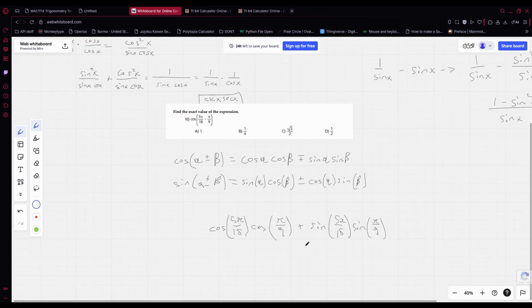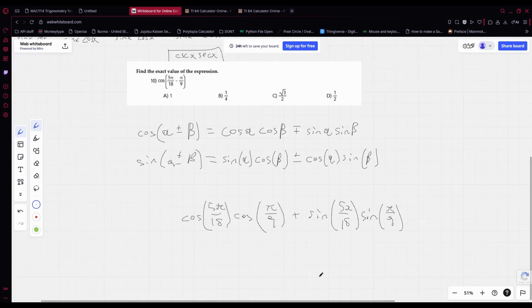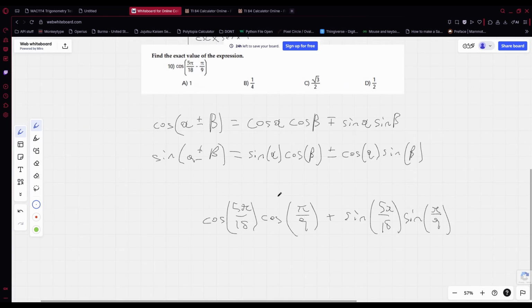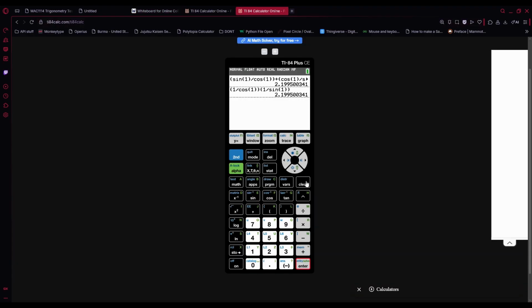Now from here, you may think to yourself, how do I do this? I'm going to tell you right now, I have not the slightest clue. How would you solve this? I don't know. But what you can do is there's two options. Option number one is brute force with the calculator. This is the I don't have time and I don't care, and it usually works.